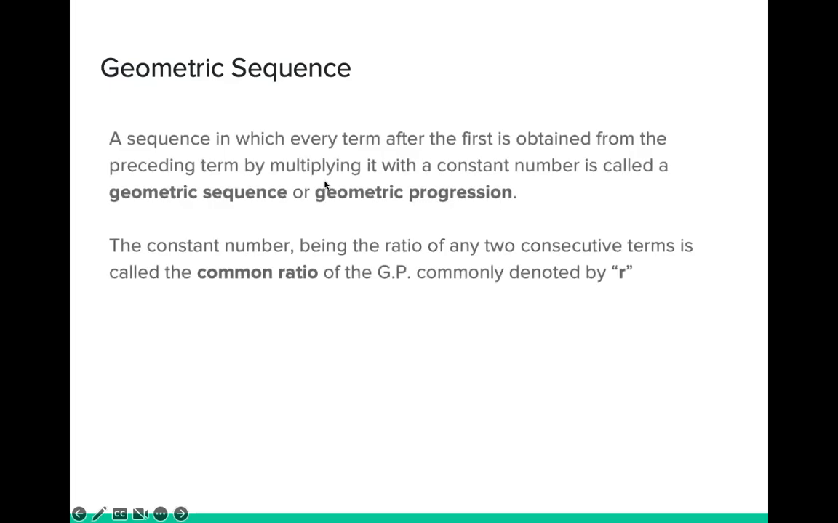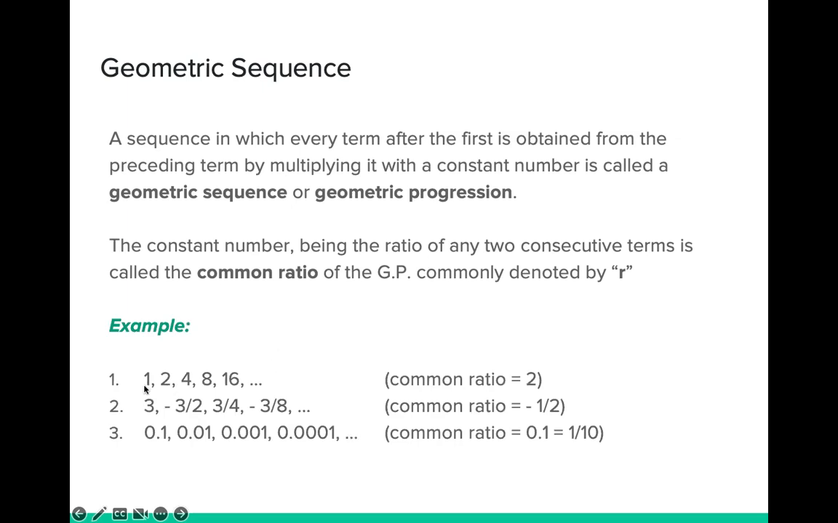Okay, now let's move on to the geometric sequence. A geometric sequence is a sequence in which every term after the first is obtained from the preceding term by multiplying it by a constant number, and is called a geometric sequence or geometric progression. The difference from the arithmetic sequence, which has a common difference, meaning the sequence grows by a constant amount, is that in a geometric sequence the sequence grows by a constant factor. In some other textbooks, this constant factor, the ratio of any two consecutive terms, is also called the common ratio of the geometric progression, commonly denoted by r.